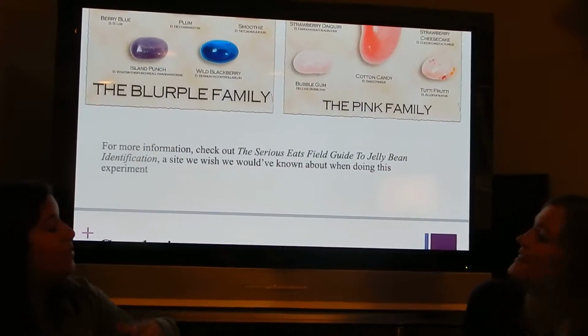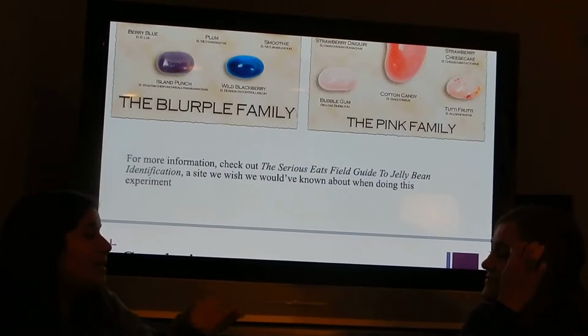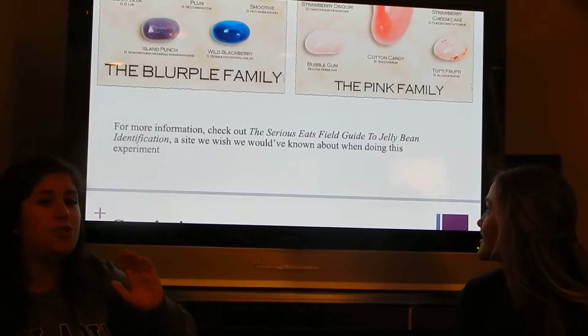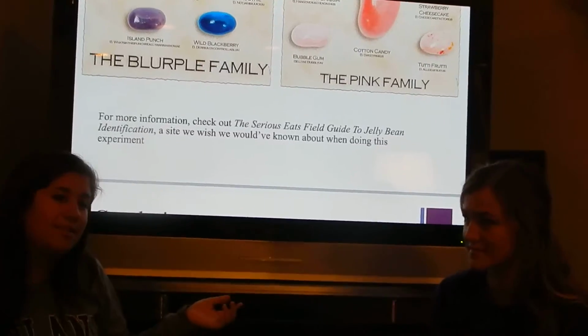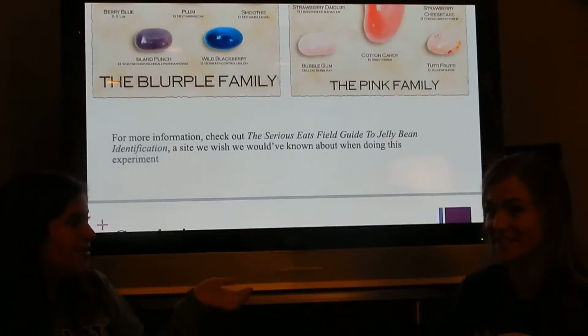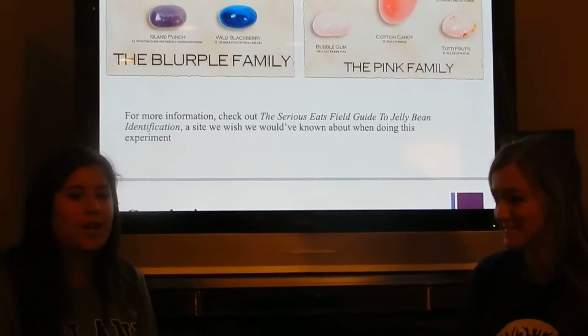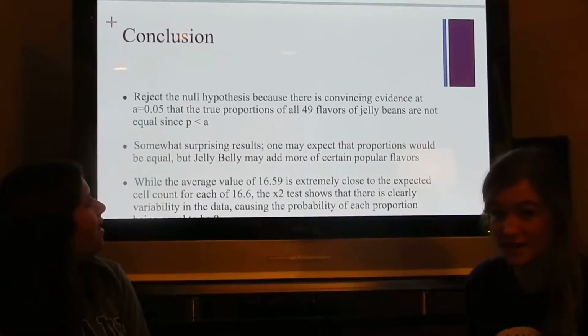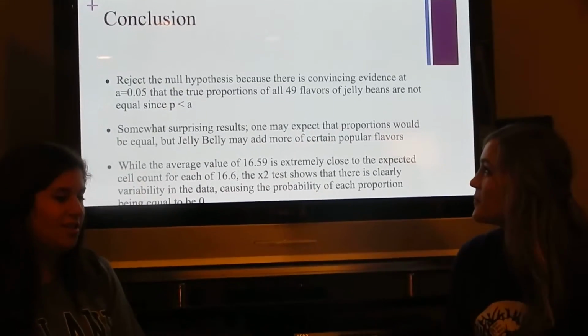If you'd like to be really good at identifying jelly beans, you can check out the Serious Eats Field Guide to Jelly Bean Identification, which we would have loved to have when we were doing the experiment, but we didn't know about it. That might have helped our project a little bit. You can check that out if you really are interested, if you care about jelly beans that much.